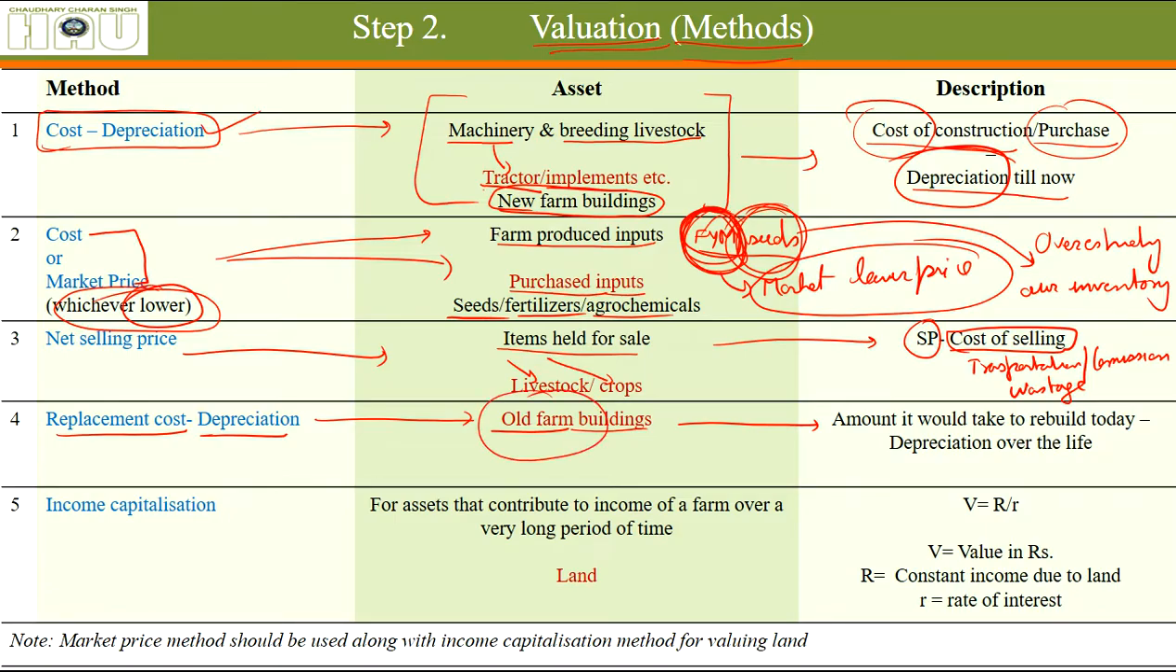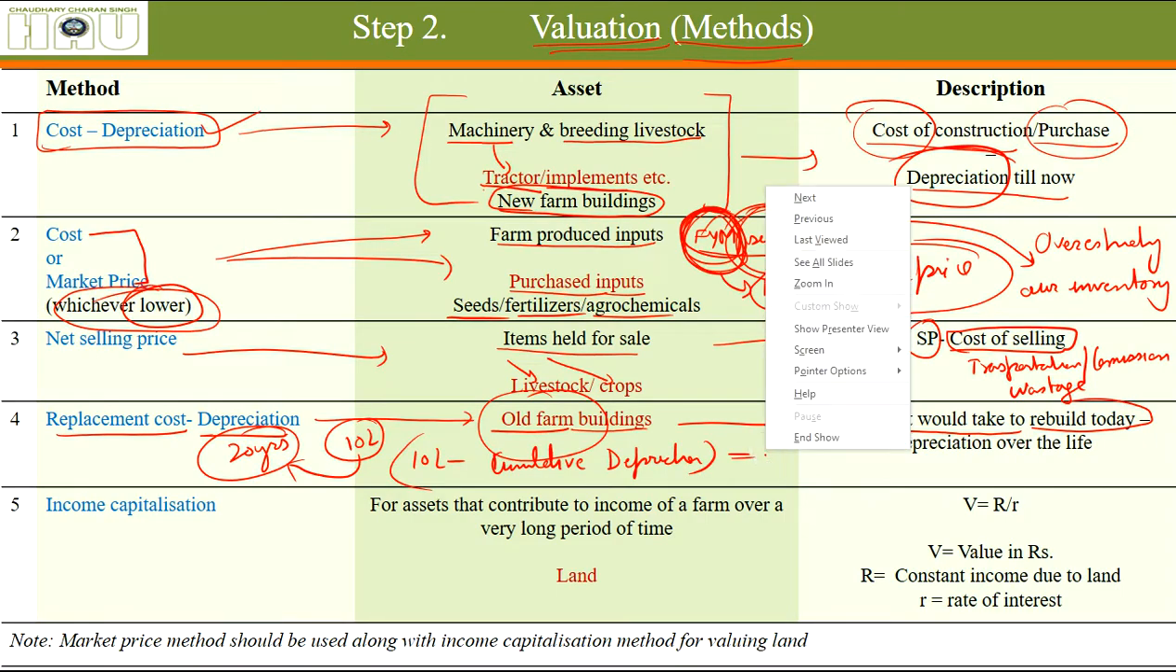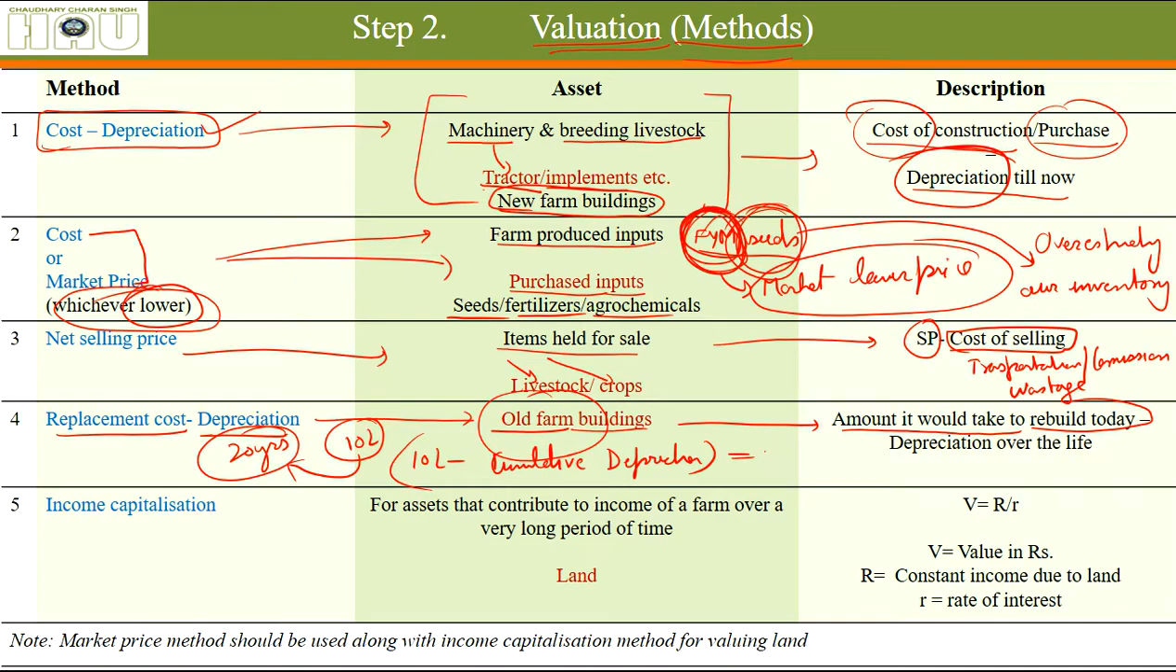In today's time, what is the amount that will be required to rebuild that old building, minus, let's say the building is 20 years old, and today it will take 10 lakh rupees to make that building. Now over the 20 years, how much has it depreciated? So 10 lakh minus the cumulative, that is total till today, depreciation. This is how we will value an old farm building. This method is replacement cost, that is 10 lakh minus depreciation.